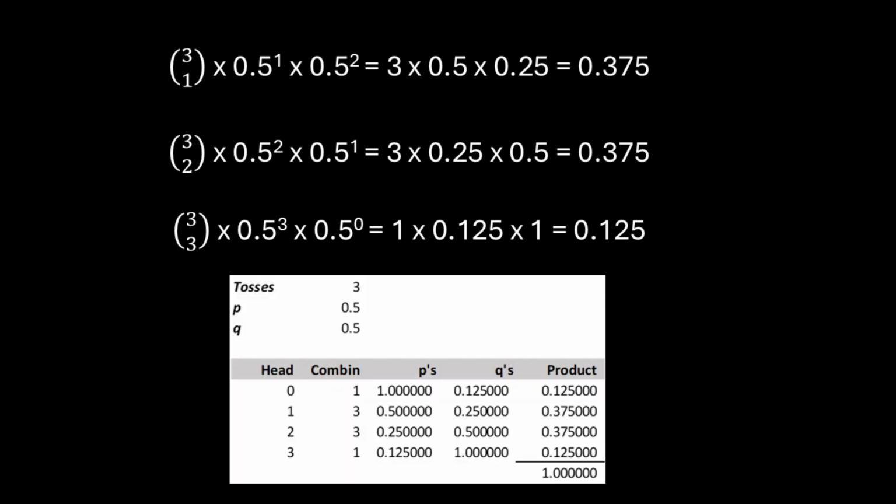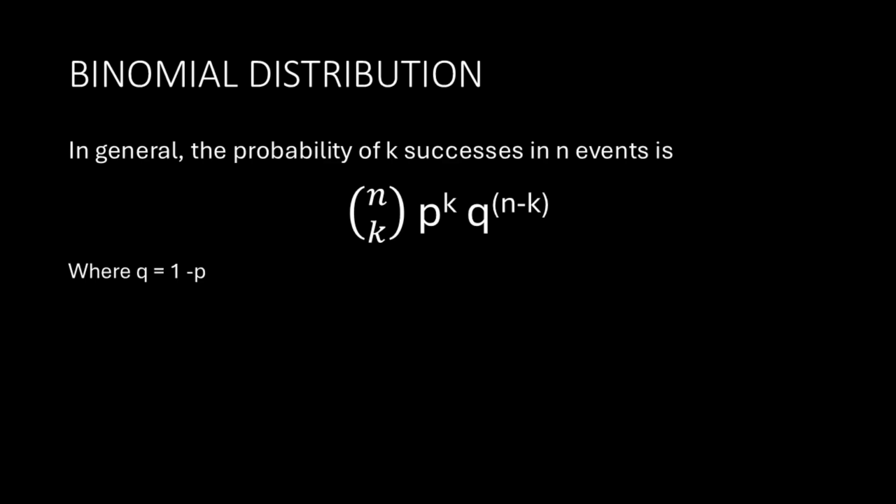And here's a table that outlines all that discussion. In general, the probability of k successes in n events is n combination k times p to the power k times q to the power n minus k, where q is equal to 1 minus p.